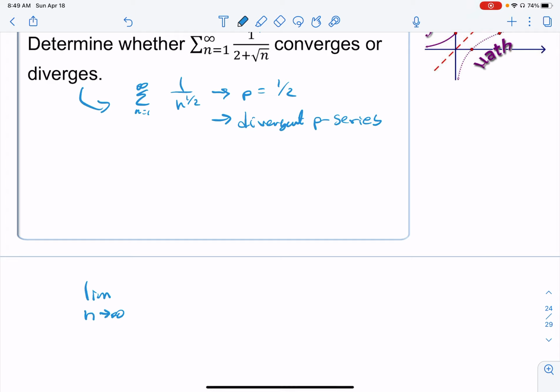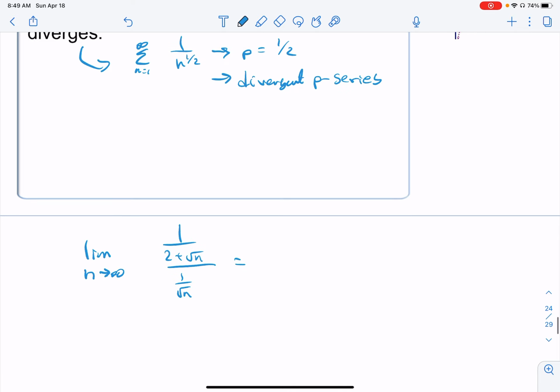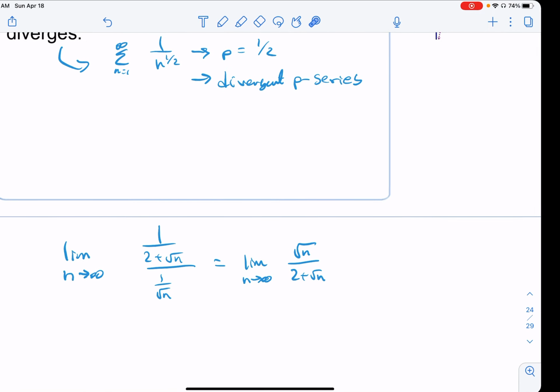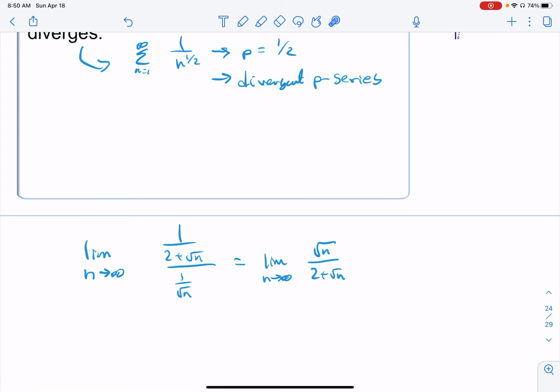We take ours on top as 1 over 2 plus the square root of n, over the new one, 1 over the square root of n. Fix your complex fraction, the limit as n goes to infinity. 1 over 2 plus, and you know what? I know what's going to happen. The square root of n that is on the bottom right here is just going to shoot up to the top when I multiply by the reciprocal. So I have the square root of n over 2 plus the square root of n. Okay. Sticking in infinity, you got infinity over infinity. It's L'Hopitalable.